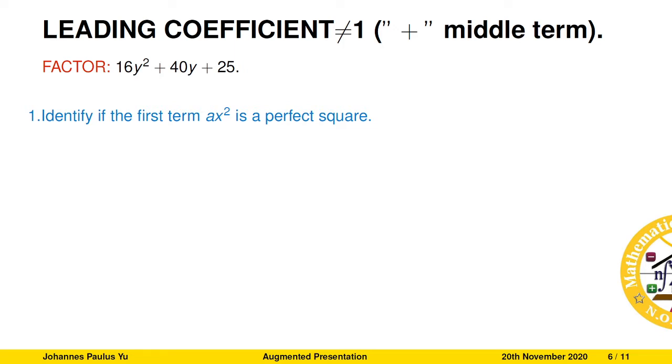Now, we know that the leading coefficient is 16 and this is not equal to 1, no? So, same as the previous steps, we will be asked to identify whether the first term ax squared is a perfect square. By the way, a here is 16, b is 40, and c, the pure constant, is 25. Now, let us examine if 16 is a perfect square. No doubt, y squared is already a perfect square, okay? Naka-square na daan. But how about the numerical coefficient, 16?